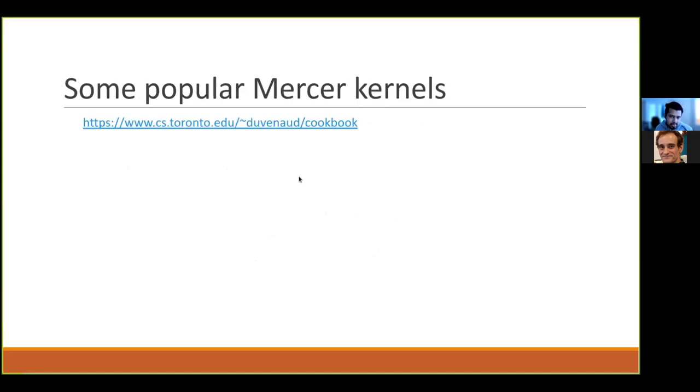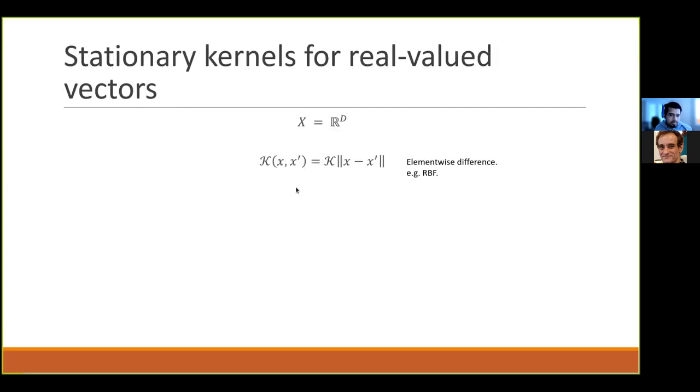There are more popular Mercer kernels that we can see in this link, and we would see some of them here. First, we can categorize them into stationary kernels for real valued inputs. By stationary, it means we are checking the difference, and we're not really caring about which direction this difference is. That's what is meant by stationary. And this difference is an element wise difference.